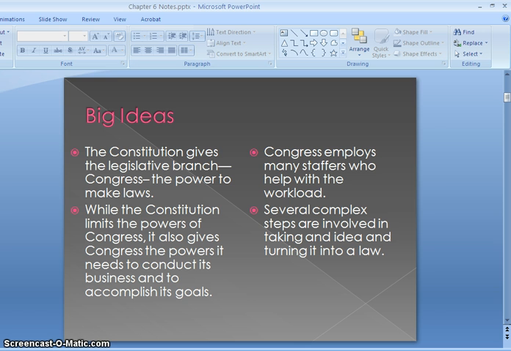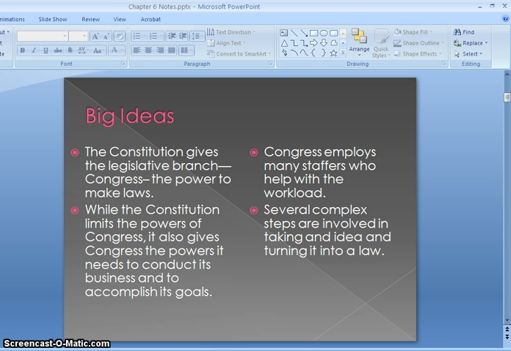Now, the Constitution does give the powers to Congress to do this, but there are also many checks and balances to make sure that Congress does not get too powerful. Originally, we had the Articles of Confederation as a constitution, and we only had one branch, and that branch was Congress. All of the power was in Congress at that point, and really nothing got done.